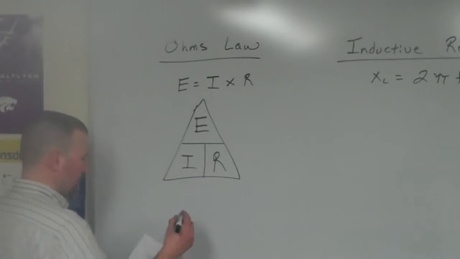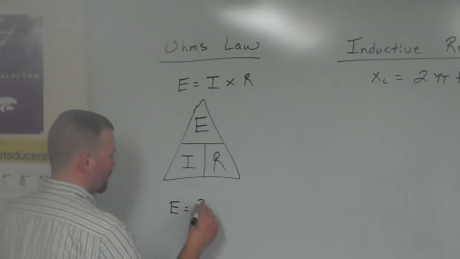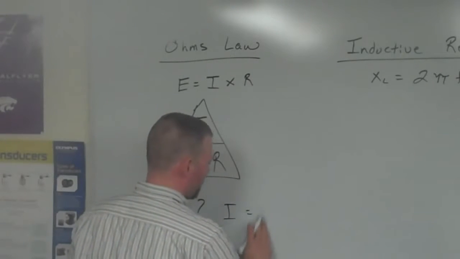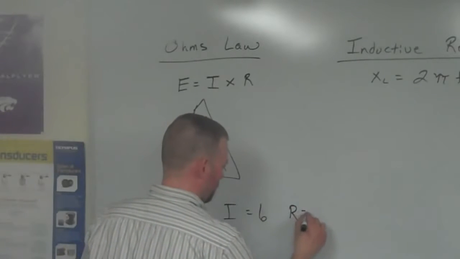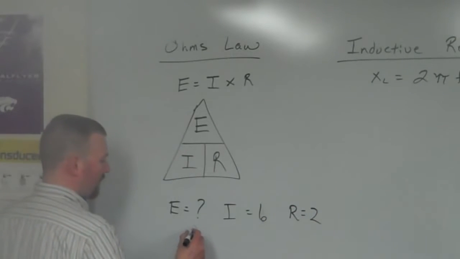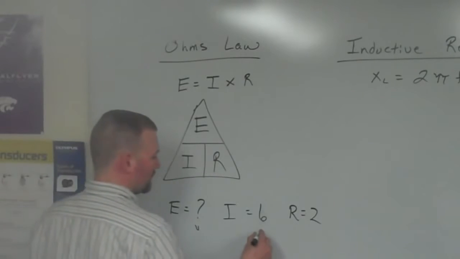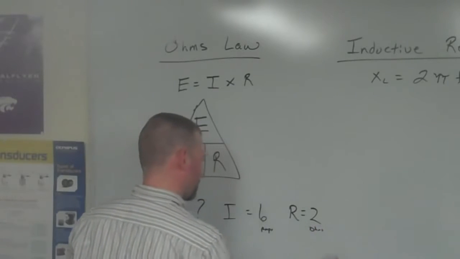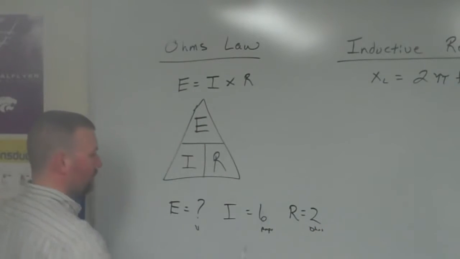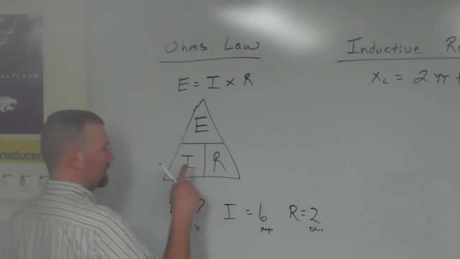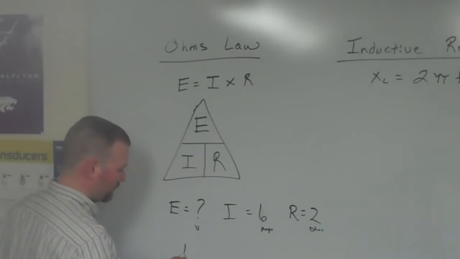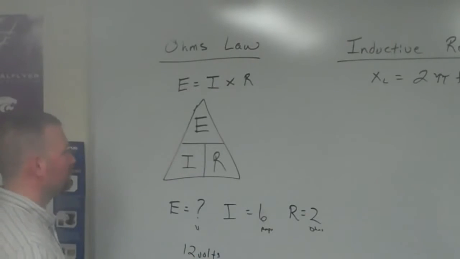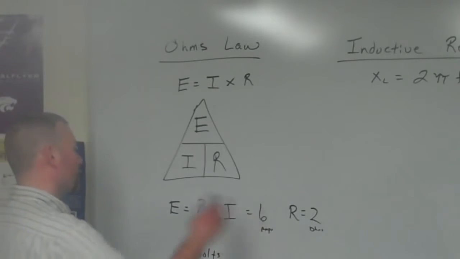that you guys got, it is E equals blank, I equals 6, R equals 2. Each of these are units, so that's volts, that's amps, and that is ohms. So if we're looking for a volt, we have 6 amps and 2 ohms. It's going to be 6 times 2. Our voltage is going to be 12 volts. Very simple. I don't think there's any question about Ohm's law, and it works in any direction.